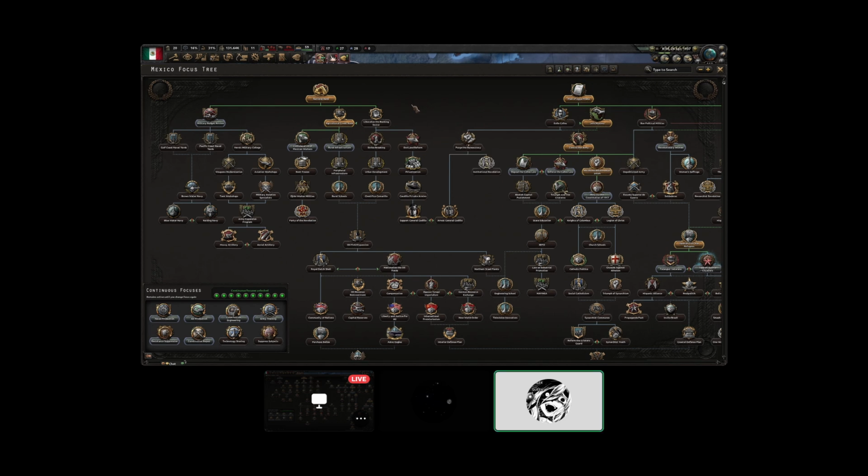Oh, actually, I could get 4 research slots if I liberalize the banking sector? No, you can't. That's the right-wing economic path. You've already locked yourself out of that by going on the left-wing path, which leads to turning communist.